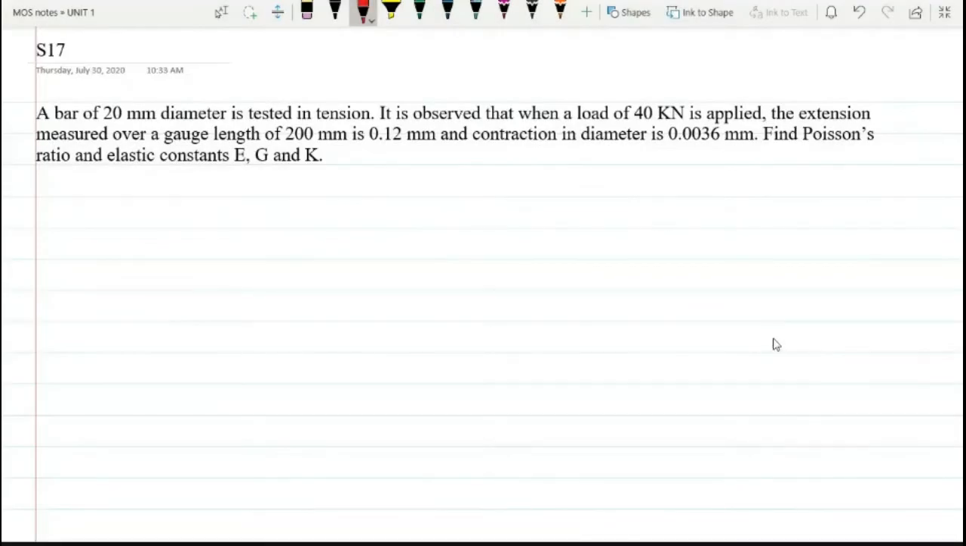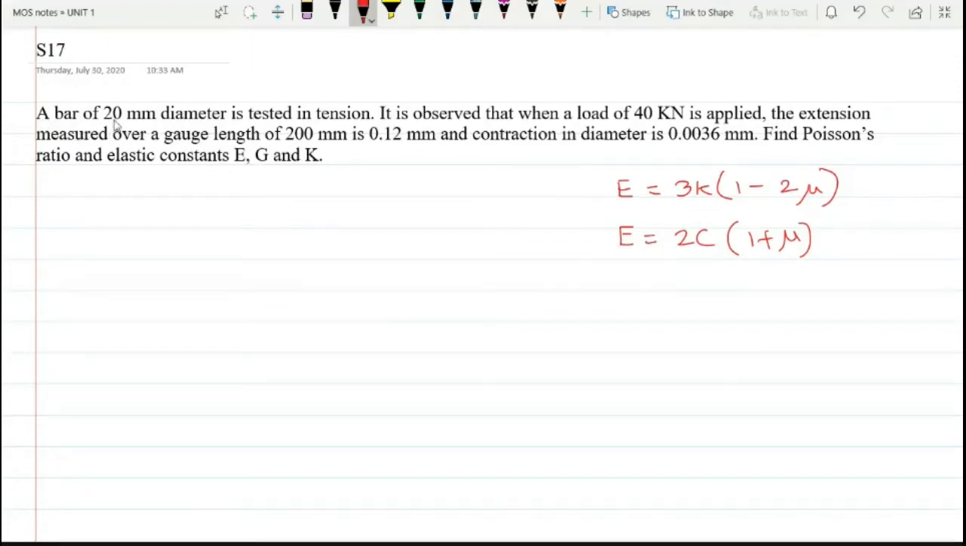In the previous class we discussed the relation between Poisson's ratio and Young's modulus, and the relation between Young's modulus and modulus of rigidity, and Young's modulus and bulk modulus. We identified that your Young's modulus E is equal to 3 into K of 1 minus 2 mu. This is the relation between Young's modulus and bulk modulus. We also identified that E is equal to 2C of 1 plus mu, which is the relation between Young's modulus and shear modulus. So let us solve a problem related to this.